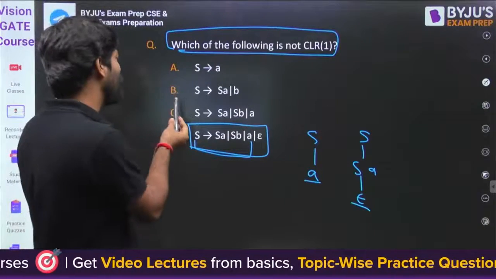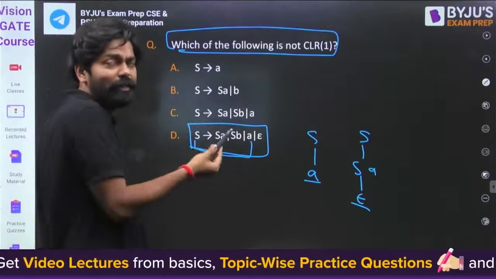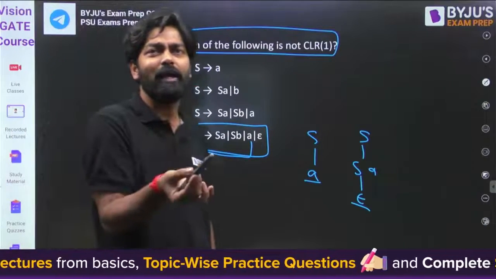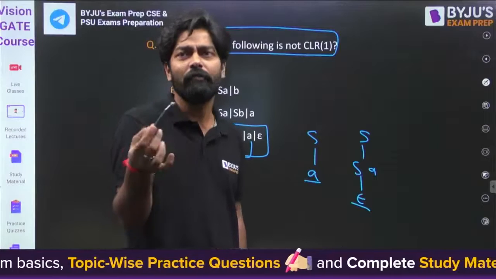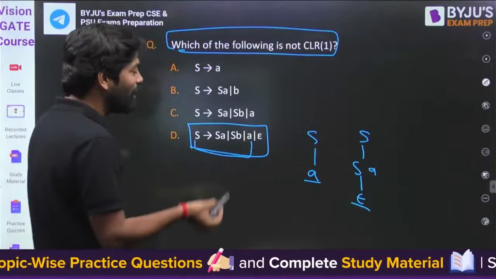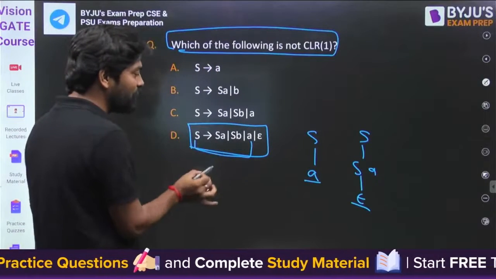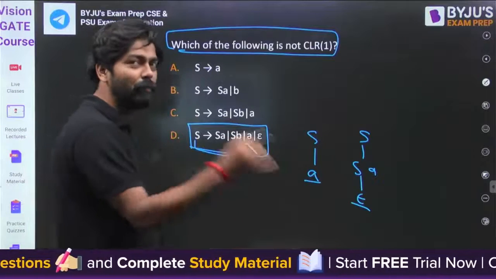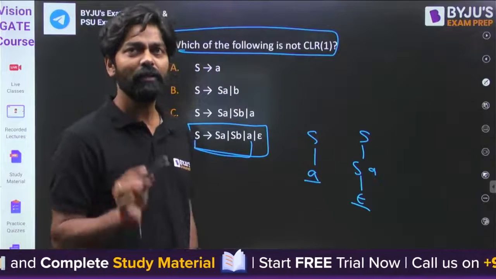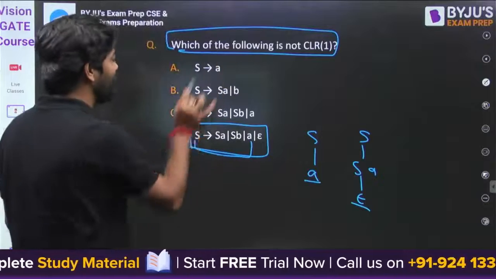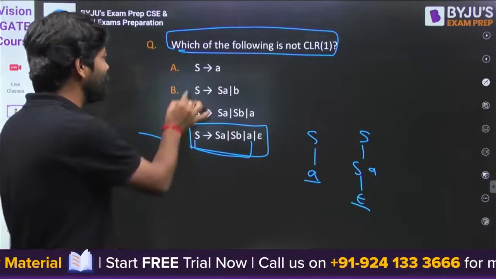Either it can be LL1 or it can be LR0 or it can be CLR1 or LALR1. If the grammar is ambiguous, it cannot be parsed by any one of the parsers. So this grammar is ambiguous. So for "not CLR1", the answer is what? D.